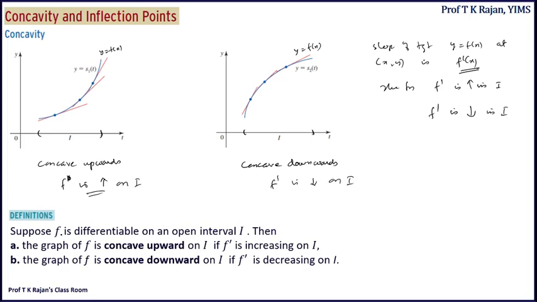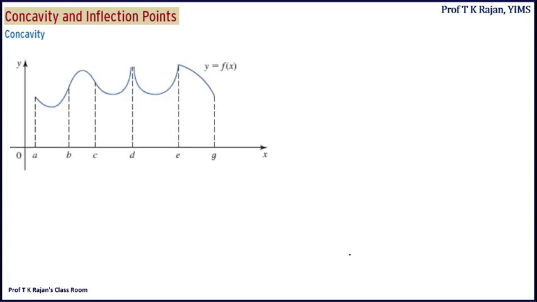So if f is a differentiable function on an open interval I, the graph of f is concave upward if f dash is increasing on I, and the graph of f is concave downward on I if f dash is decreasing on I. Now we will get a condition for concavity.